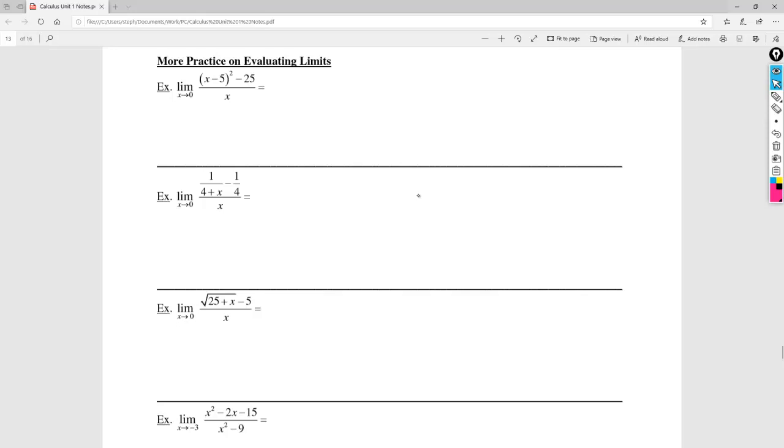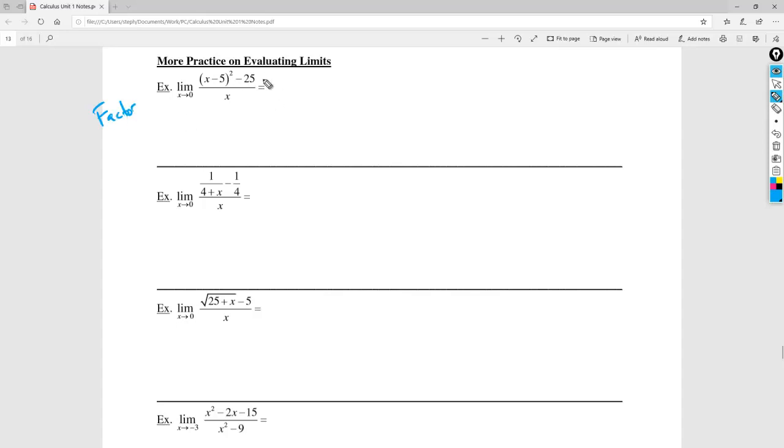Everyone, we are finishing up our unit on limits, and so we're just going to do a little bit more practice using the different strategies that we've learned. So first, we have the limit as x approaches 0 of (x minus 5) squared minus 25 over x. If we plug in 0, we end up getting 0 over 0, so we know that there's something else we have to do. So this leads us to possibly the easiest of our techniques, which is to factor.